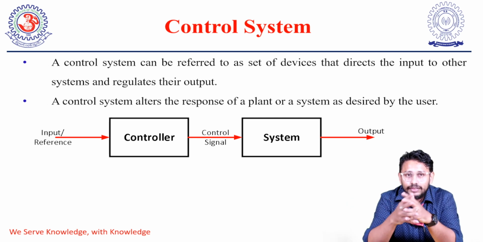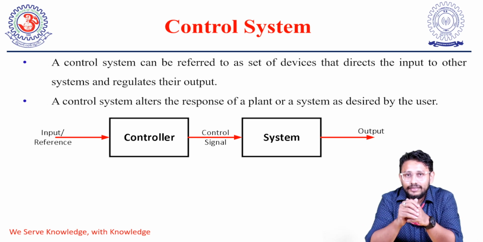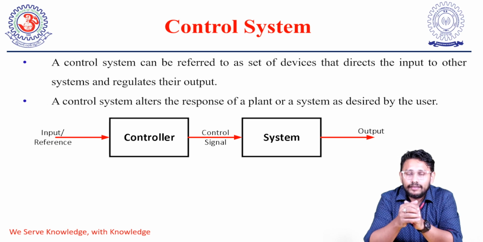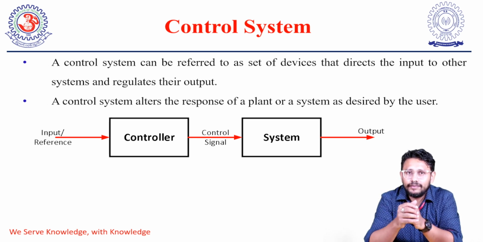Now, a control system alters the response of a plant. Here, the word plant or the word system is similar. It can be used interchangeably. There is not a problem. In this series, I'll be using the word system. However, if any chemical engineer is watching this particular video, they can consider the system as a plant. Right.